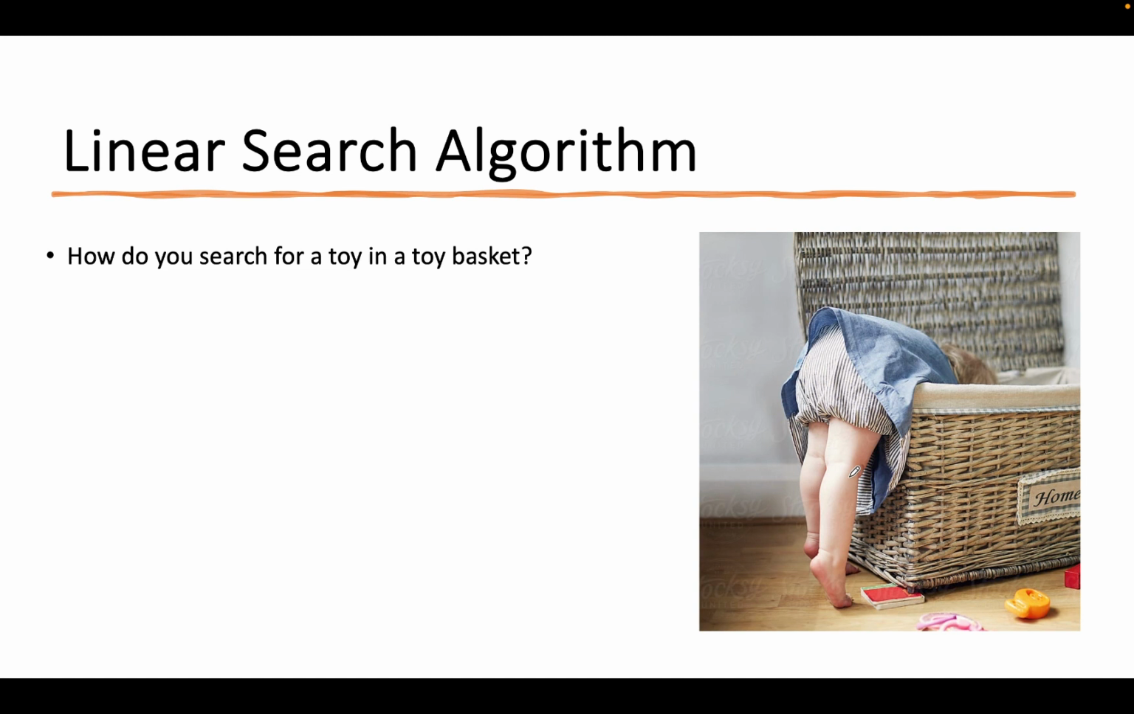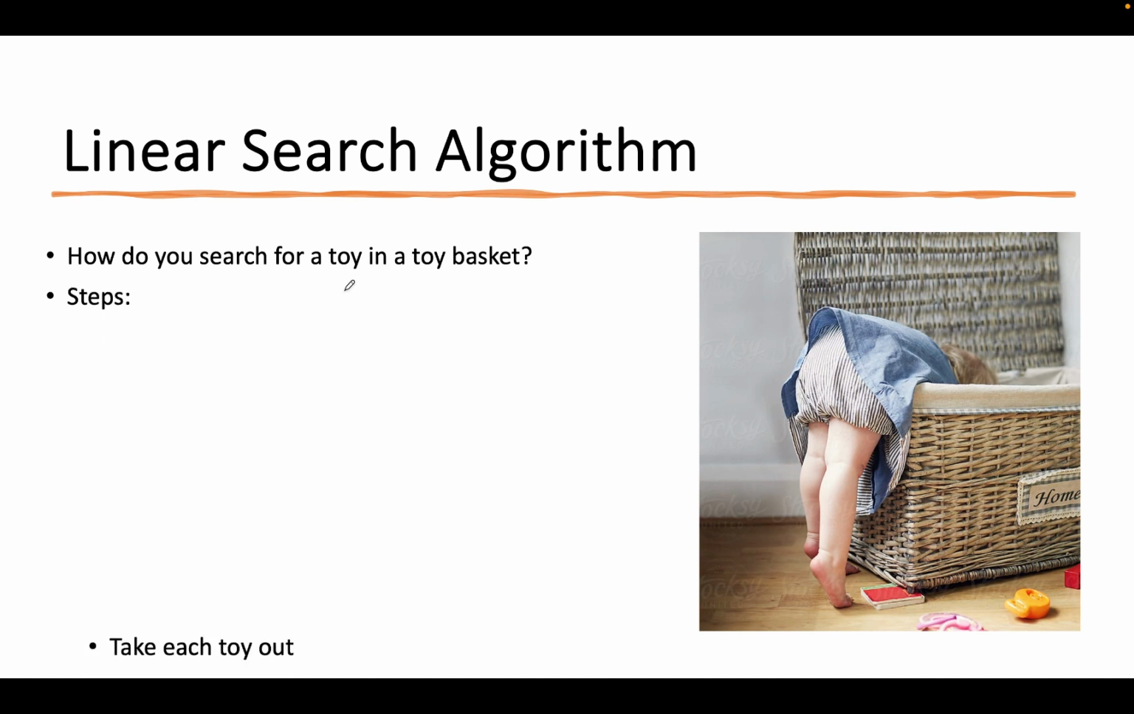But before I explain in the code how the linear search algorithm works, I just thought it would be easier for you guys if I use something that you know to explain how linear search works. Okay. So this is a question: how do you search for a toy in a toy basket? Like look at this kid, she's trying to do the same thing. So how do you do that? What are the steps?